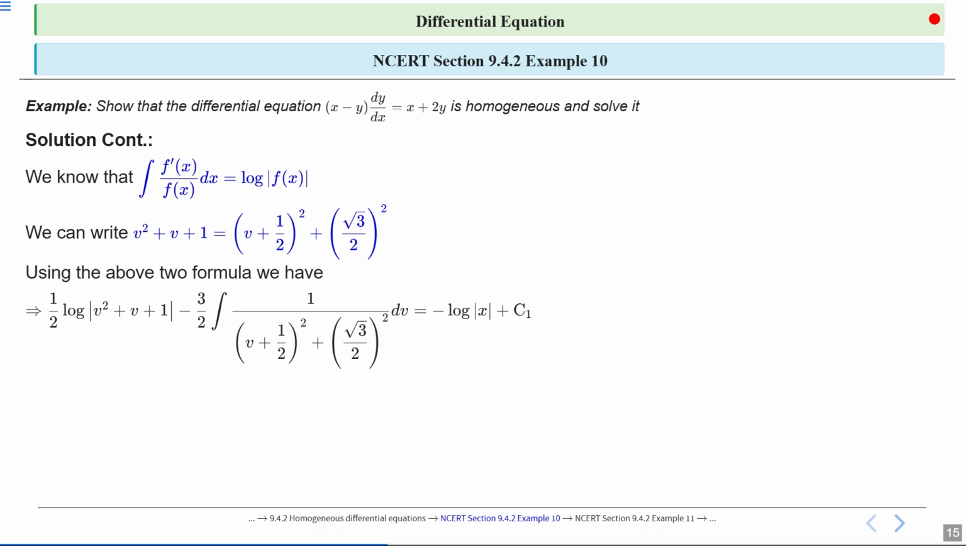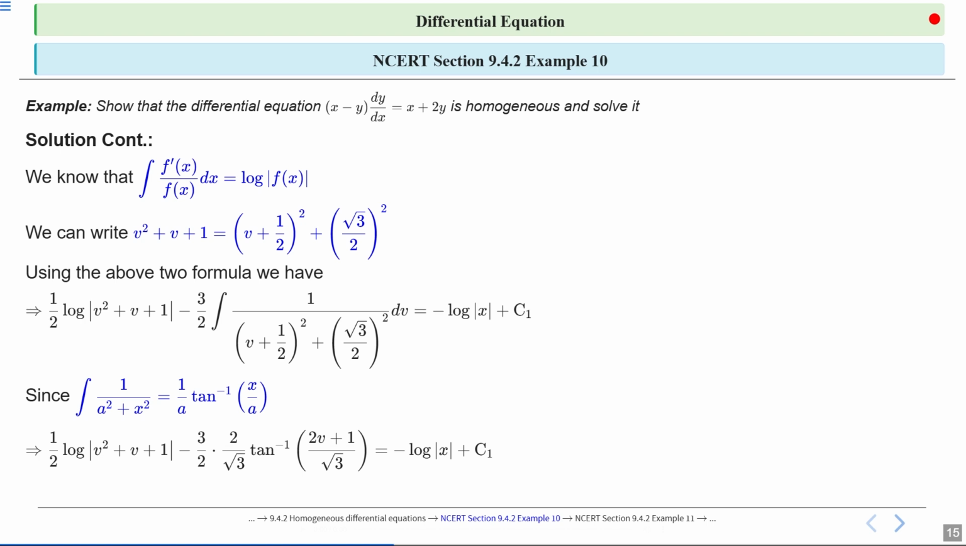So using the above two formulas, my integral becomes 1 by 2 log. Just apply the first formula, that is the integral of f dash x by fx dx. So we get log mod (v square plus v plus 1) minus 3 by 2 integral of 1 by ((v plus 1 by 2) whole square plus (root 3 by 2) whole square) dv minus log mod x plus c1. And this is a standard formula: we know that the integral of 1 by (a square plus x square) is 1 by a tan inverse x by a. So we apply this formula to this integral.